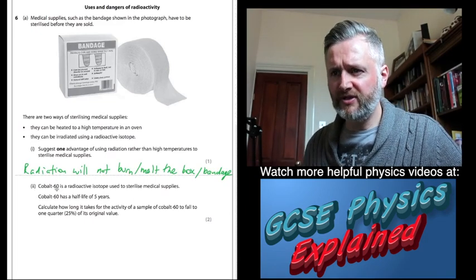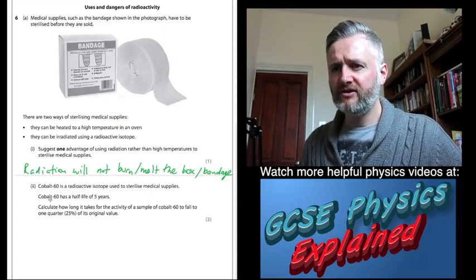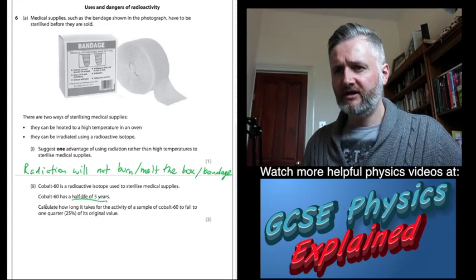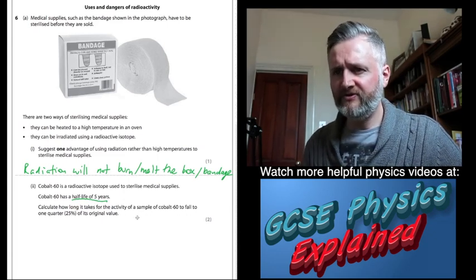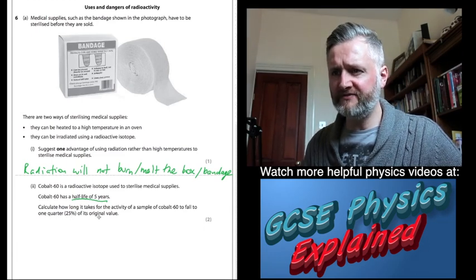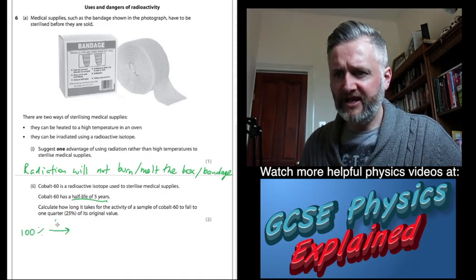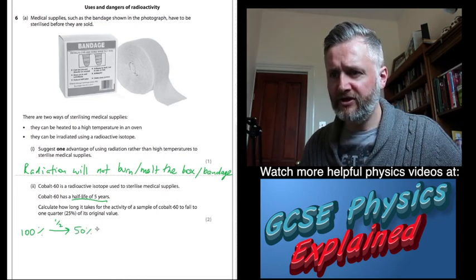Part 2. Cobalt-60 is a radioactive isotope used to sterilise medical supplies. Cobalt-60 has a half-life of 5 years. Calculate how long it takes the activity of a sample of cobalt-60 to fall to 1/4, so 25% of its original value. Right, well, if we say the original value is 100%, a half-life later we'll have 50%. Another half-life later we will have 25%.